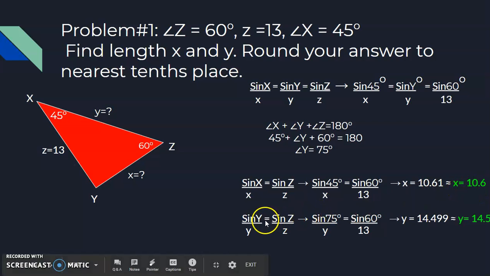The next one we had to find was the length of y, but now we have angle Y because we solved for it. So sine of Y over y is equal to sine of Z over z. So I got sine 75 degrees over y is equal to sine 60 over 13. We cross multiply, so we do 13 times sine of 75 over sine of 60, and then I got y as 14.499, which is equivalent to 14.5 because we had to round to the tenth place. So our final answer is 10.6 and 14.5.